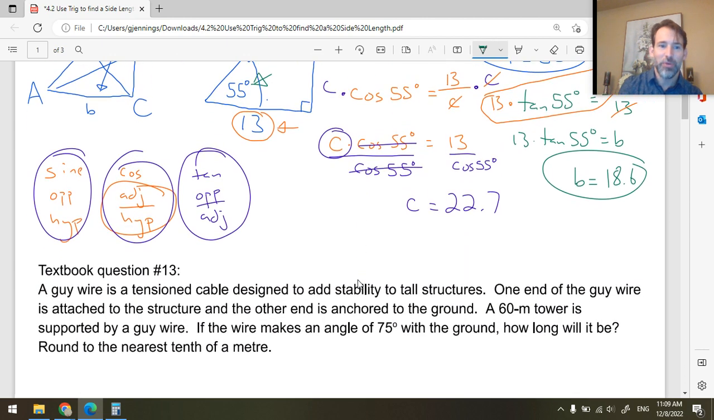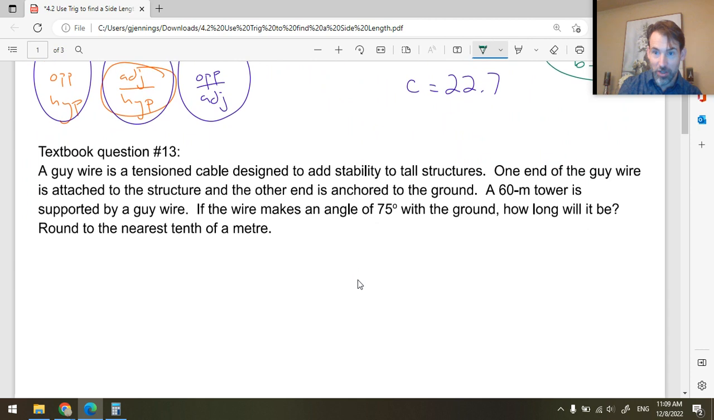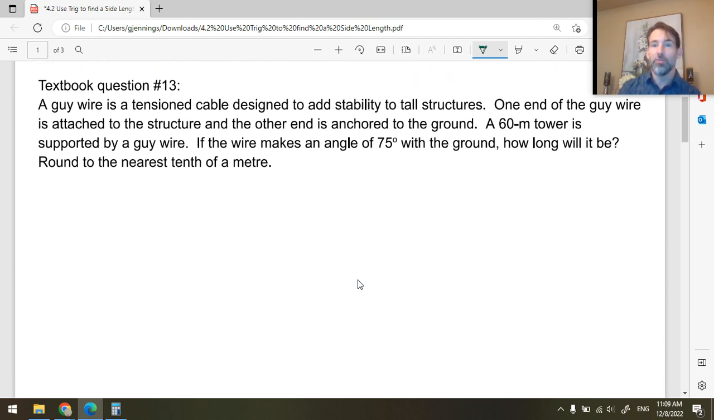All right, so that's one type of question that you're going to work on today. Another type of question asks you to read and then make a picture out of what you've read. So here we have a guy wire, which is a tensioned cable designed to add stability to tall structures. So we're learning something new about what a guy wire is.